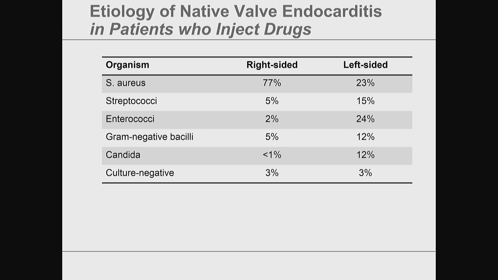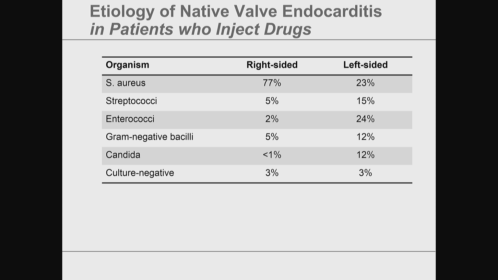For right-sided endocarditis in patients who inject drugs and have native valve endocarditis, 3/4 of those cases will be due to Staph aureus. As compared to left-sided endocarditis, where the majority will have either Staph aureus or Enterococcus, followed behind both of those with Streptococcus. Then there's a larger percentage of gram-negative bacilli, and Candida is 12%. As compared to in all patients that have native valve endocarditis, as we recalled in the prior slide, that was just 1%, and then 3% culture negative.